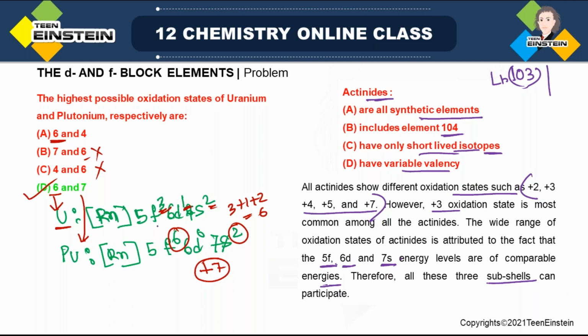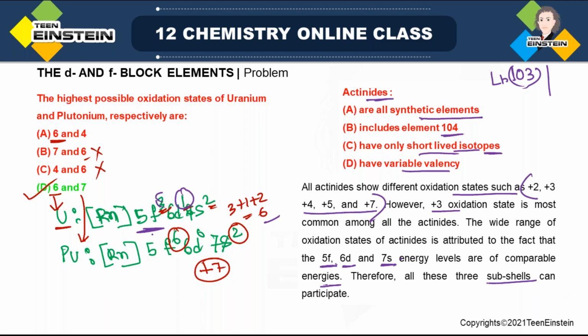Just take the example of uranium in the previous question. Here all the electrons can be removed and +6 oxidation state can be observed. That means you can remove electrons from 5f, 6d as well as 7s. And that is possible because their energies are very close to each other.